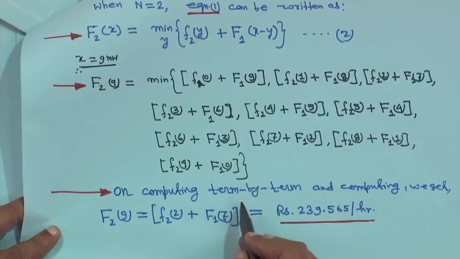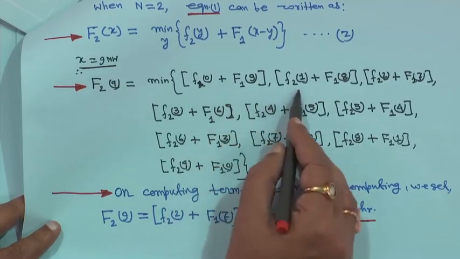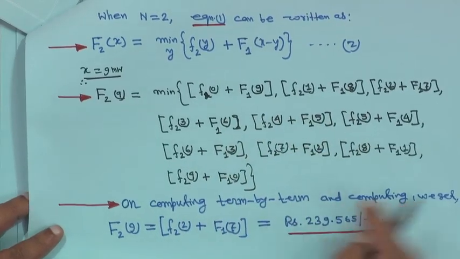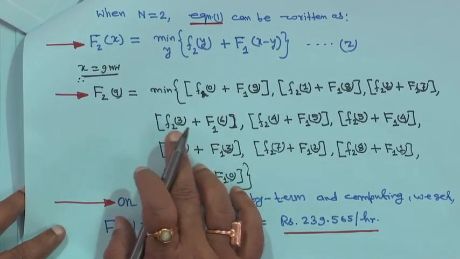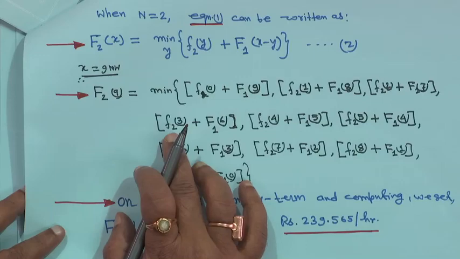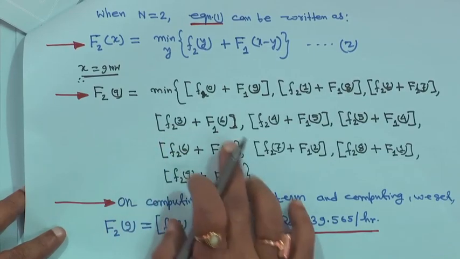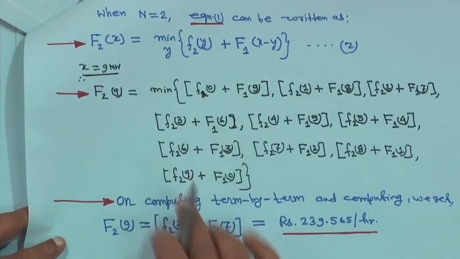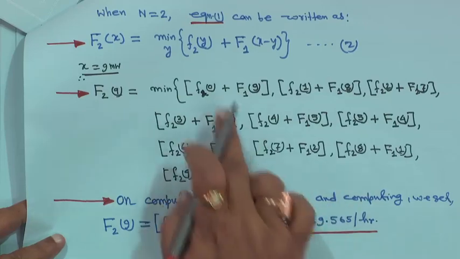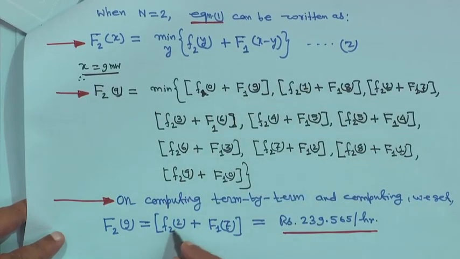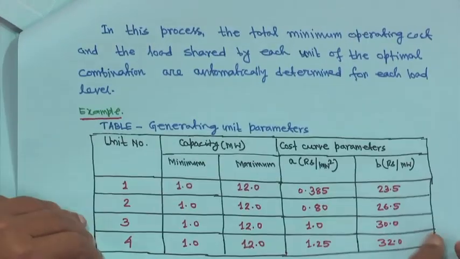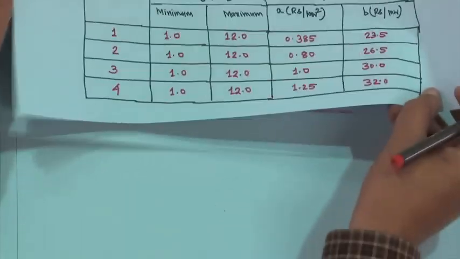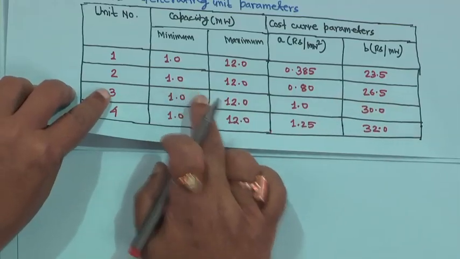So, anyway, on computing, you have to compute term by term. Whenever we call f2, that means the second unit, where n is equal to 2, and capital F1 is the first one. If you make all these combinations, you will find f22 plus f17 is actually the minimum. Here I will show you what f22 is: it is the second unit.